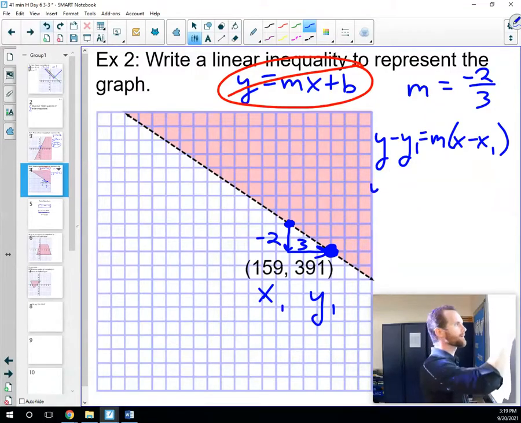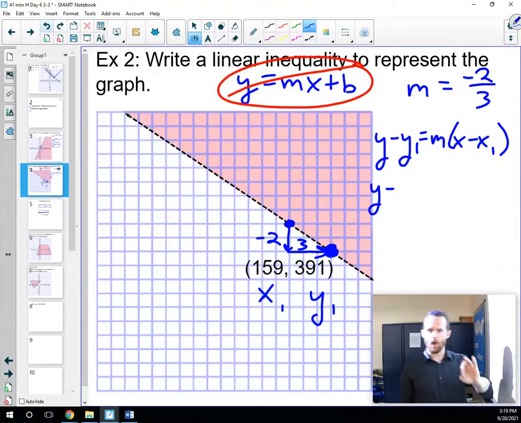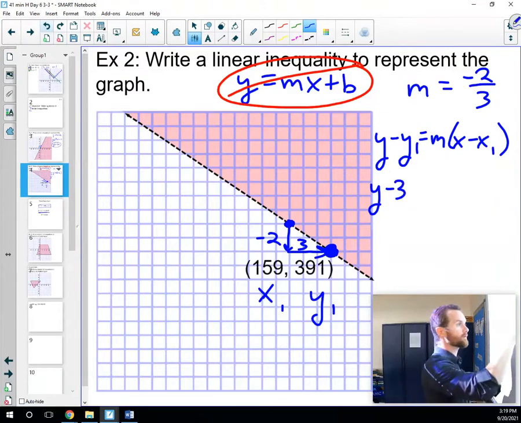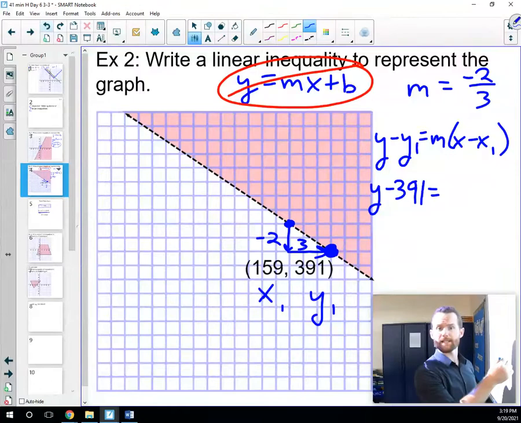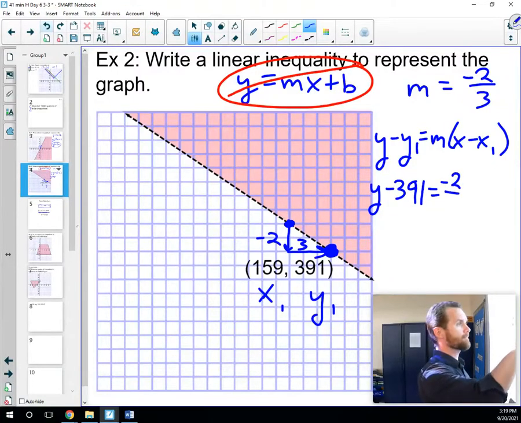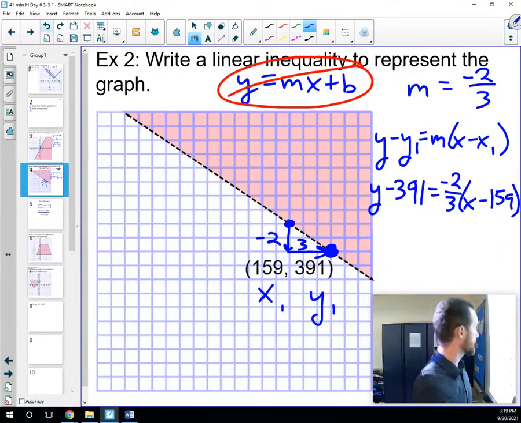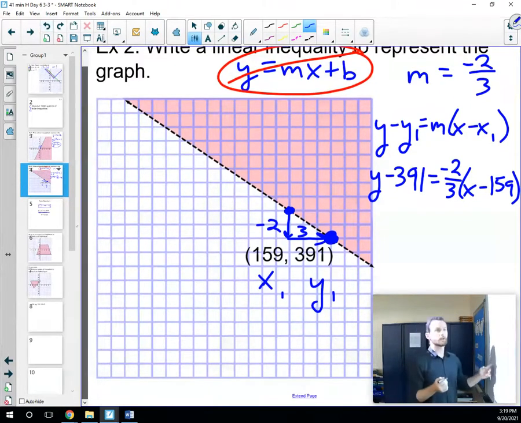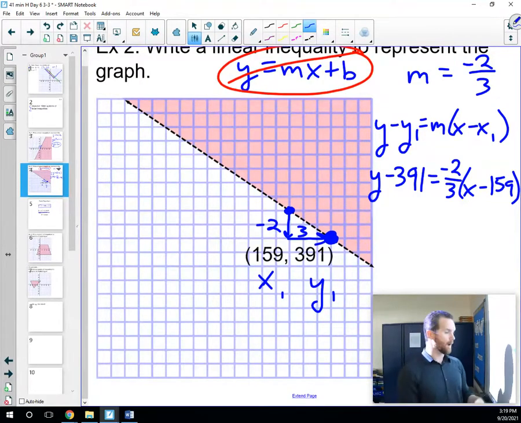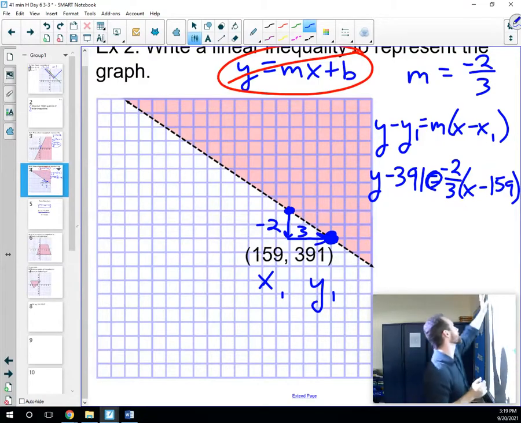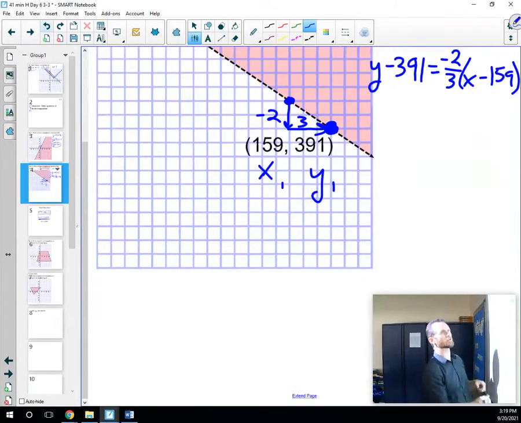So let's do that. It becomes y minus, let's see, y1 is 391, equals our slope, we know that's negative 2 over 3, times x minus our x1, which is 159. And there we go. Now, all we have to do is get y by itself, and we know this equal sign right there, let me circle that, is going to change. We know this is an inequality, but let's just leave it there as a placeholder for now.